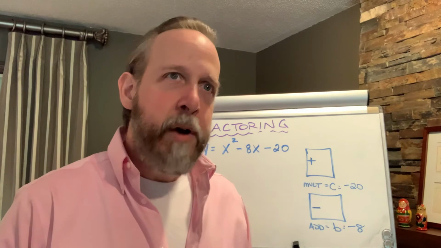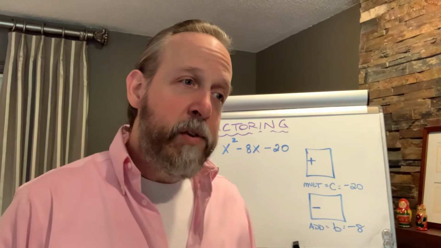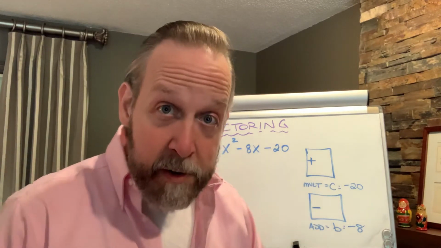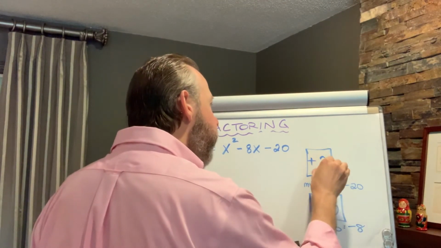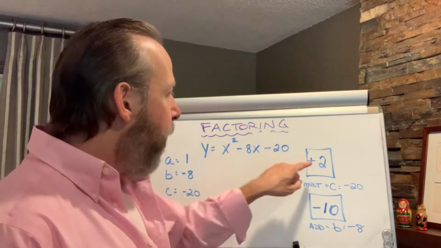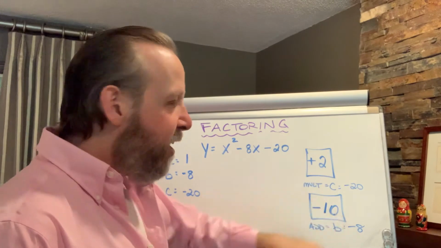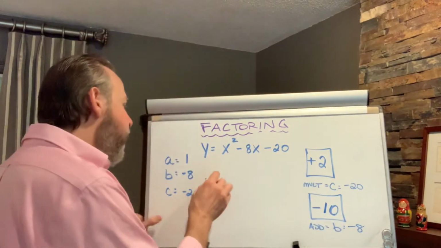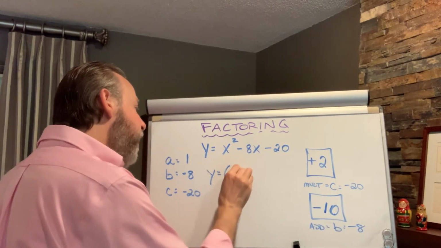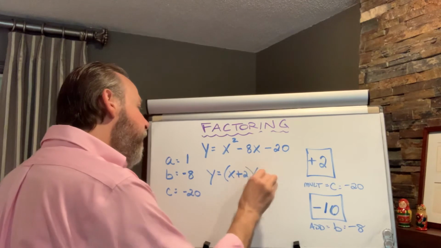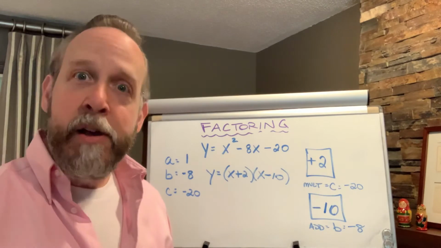All right, negative 10 and positive 2, they do multiply to negative 20. Negative 10 and positive 2 add up to be negative 8. They're perfect. So negative 10 and positive 2. And again, you can double check. Positive 2 times negative 10 is negative 20. Positive 2 plus negative 10 is negative 8. We are golden. Now we put it together in intercept or factored form. Y equals parenthesis x plus 2 parenthesis x minus 10. And now we have factored the equation completely and correctly.